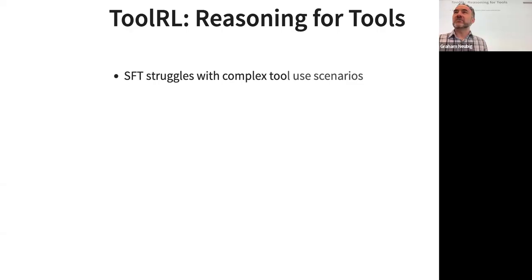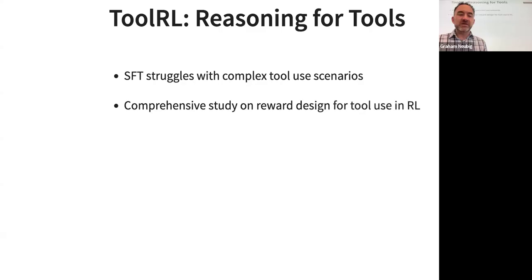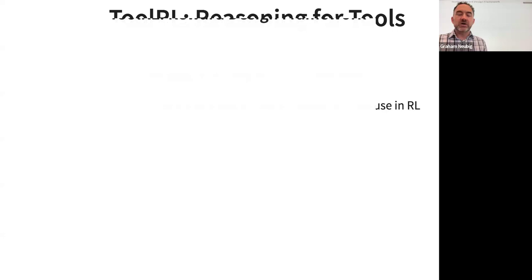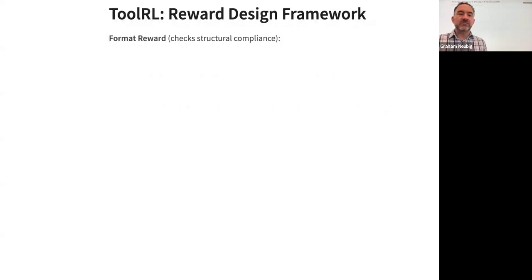So recently, of course, 2020, fast forward to 2025, and reasoning and reinforcement learning is popular. So of course, we have reinforcement learning for tool use. And the motivation is that SFT struggles with complex tool use, and they basically do a comprehensive study on reward design for doing reasoning models that have the ability to use tools. And they followed the DeepSeek R1 paper in providing both format rewards and correctness rewards.